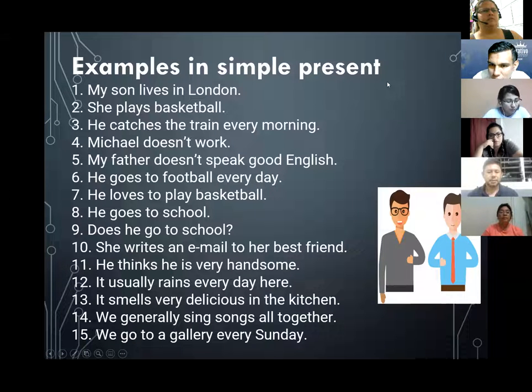13. Mr. Edgar Jose: It smells very delicious in the kitchen. Excellent. 14. Jose Nicolas, please: We go to the gallery every day. 14, Mr.: We generally see something together. Excellent. Okay, 15: We go to the gallery every Sunday. Tenemos unos ejemplos utilizando el presente simple con diferentes pronombres.